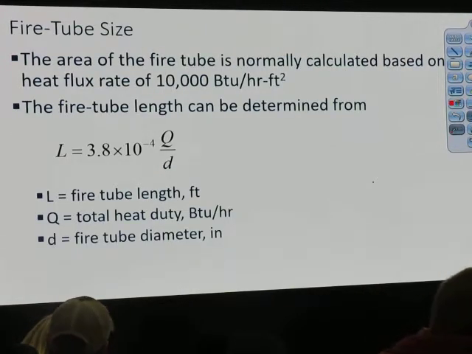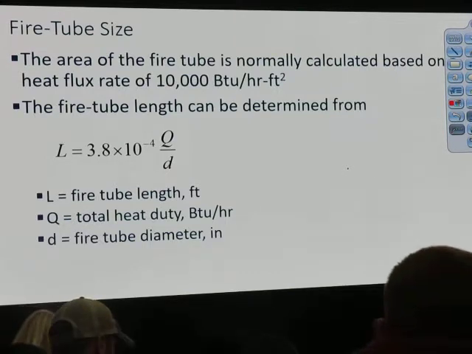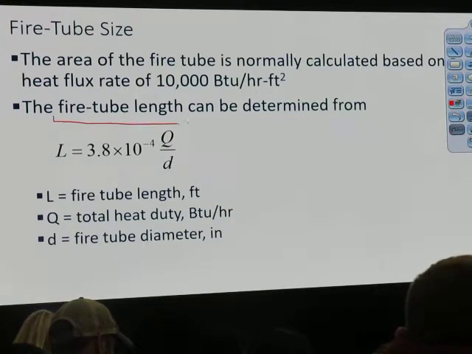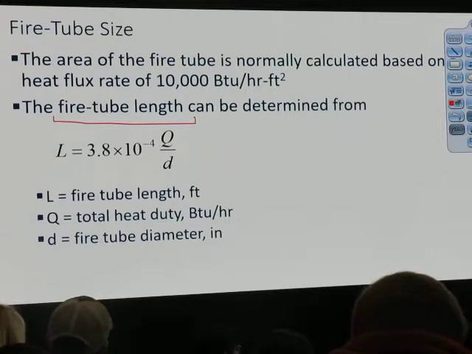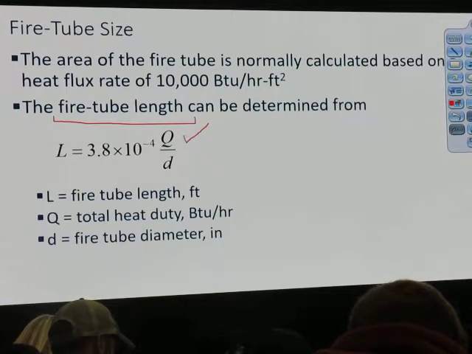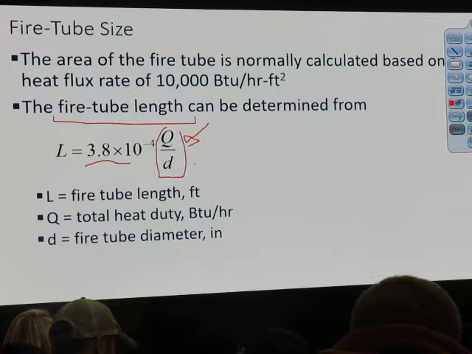We will look at it in the separator section later. So now we know how to calculate each part. Next is fire tube length. How long should the fire tube length be? We have the equation over here: L equals 3.8 times 10 to the power minus 4 times Q over D. That's it. You just put the number in, you get the number out.